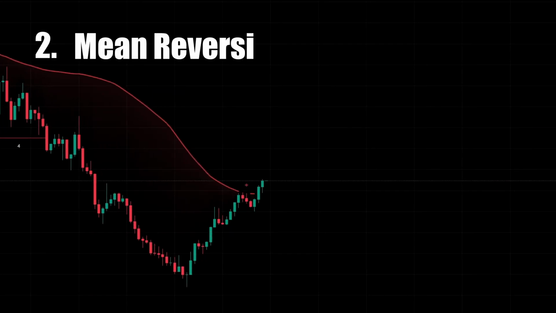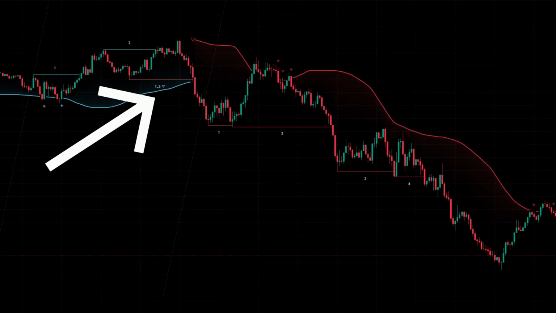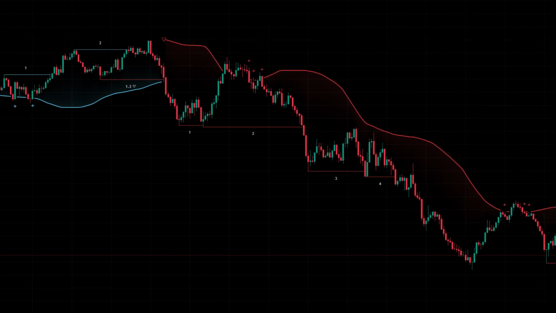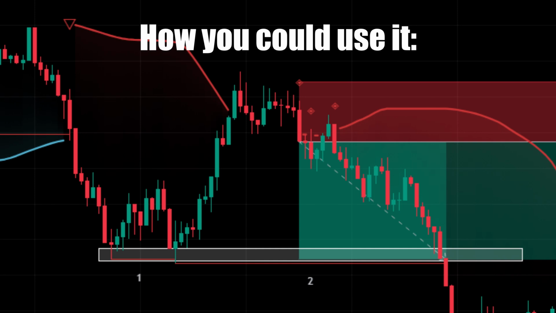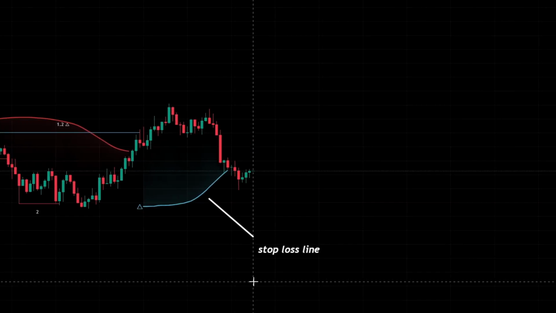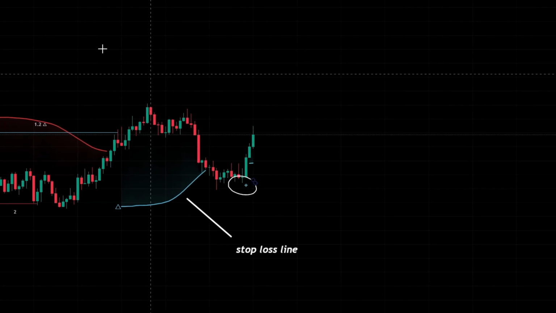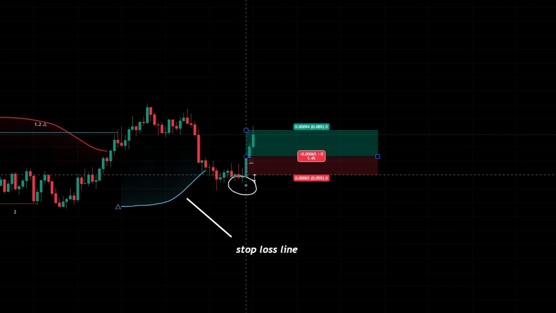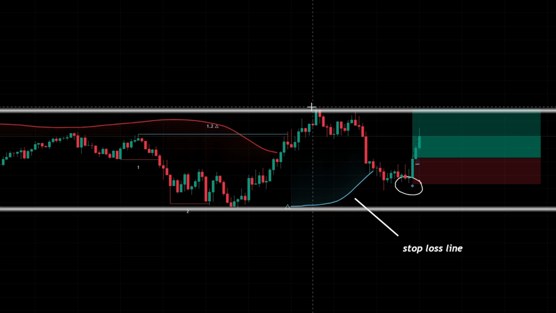2. Mean reversion signals. The indicator not only identifies trend continuation, but also potential mean reversion points, marked with diamond icons. In an uptrend, if the price falls below the stop loss and then re-enters above it, a diamond is plotted, suggesting a possible mean reversion. Let's take a trade and target the previous high. This feature makes the indicator useful even in ranging markets.